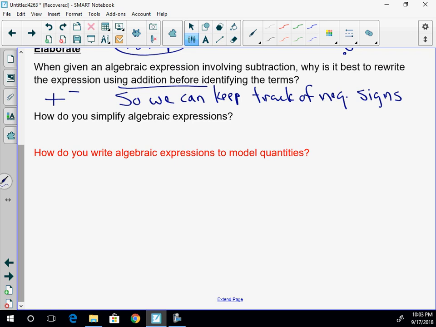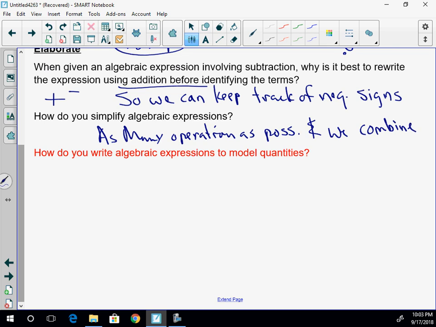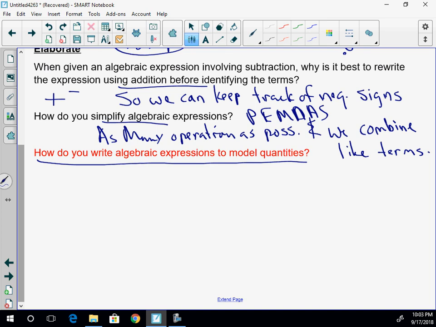All right, how do you simplify algebraic expressions? We do as many operations as possible, and we combine like terms. That's all we can do. And remember, when we're doing this, if we're simplifying expressions, we're using PEMDAS, right? PEMDAS.